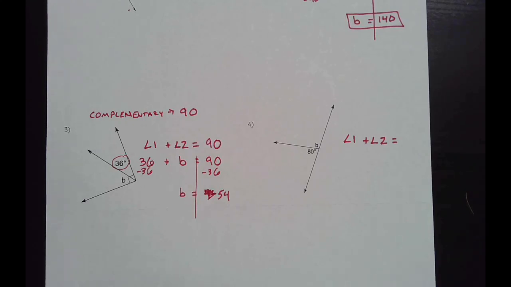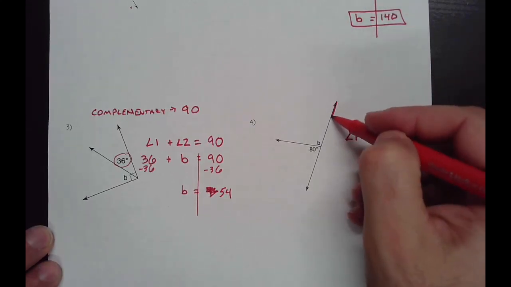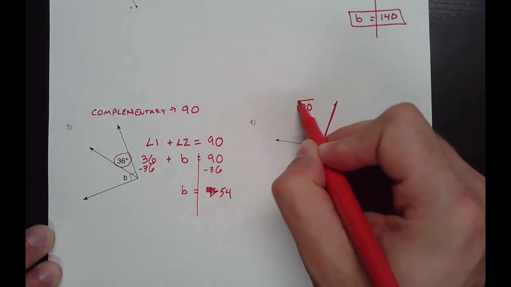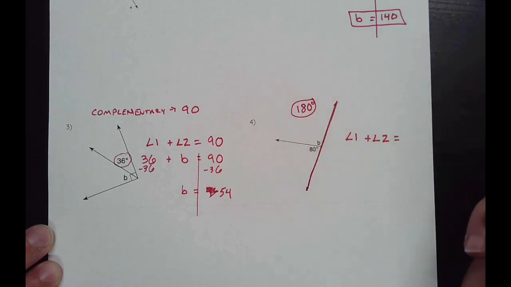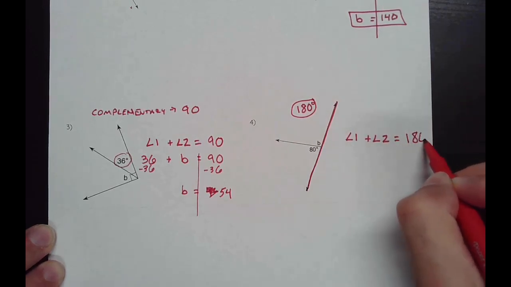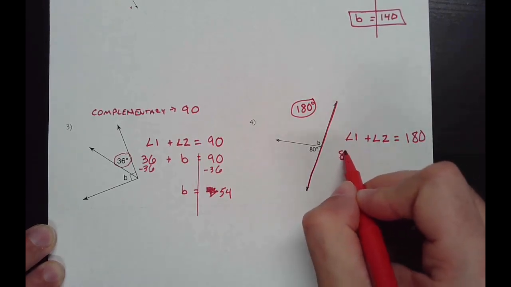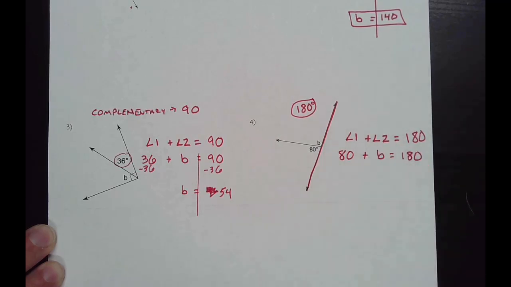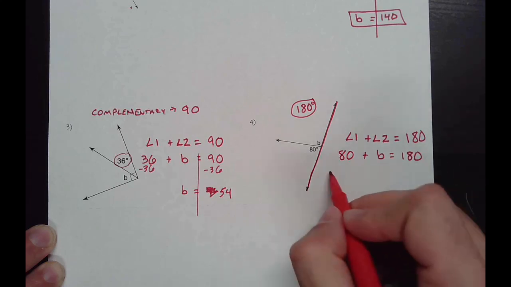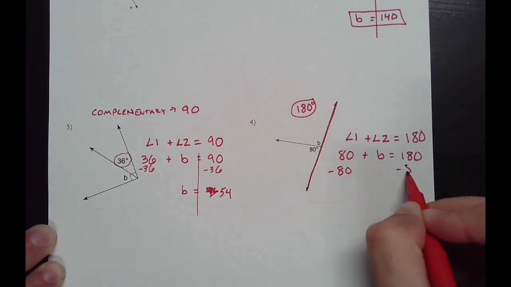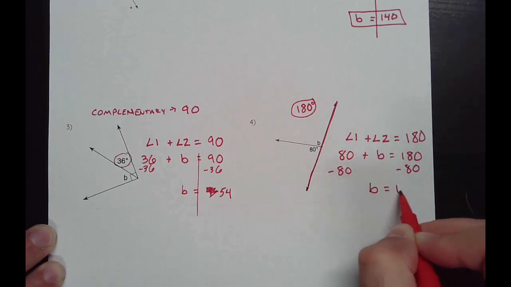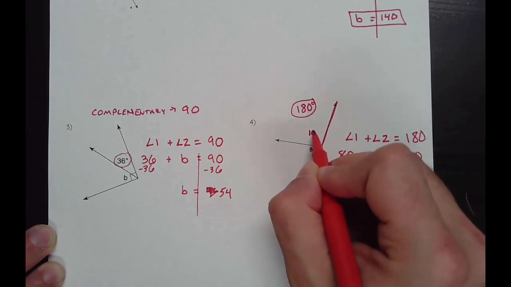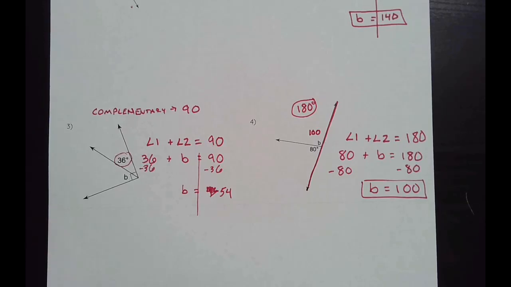Alright, problem 4, I'm going to identify my relationship. Because I have my straight angle, I know that these are supplementary, or 180 degrees. So that's what I'm going to put at the end here. 80 plus B equals 180. Now I can solve for a B value of 100. I'm going to go ahead and plug that back into my diagram.